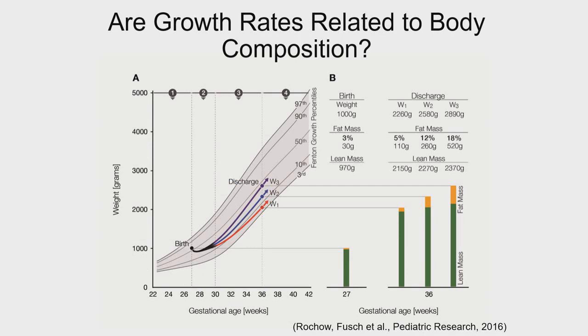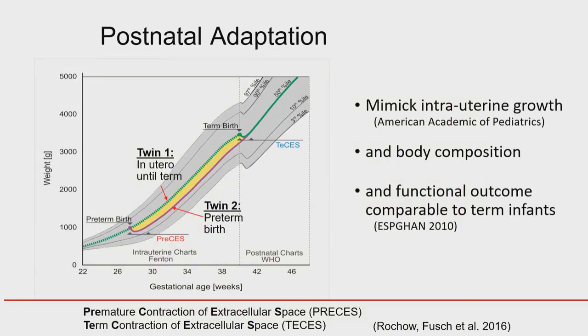If we, for example, follow this upper trajectory, then infants maybe end up with a higher body fat. However, the lean mass is also improving. If an infant would follow a lower trajectory, then the fat mass would be maybe reduced, but also the lean mass would be reduced in those infants. However, it is suggested that preterm infants should mimic intrauterine growth rates. They should have a body composition as well as a functional outcome comparable to term infants.